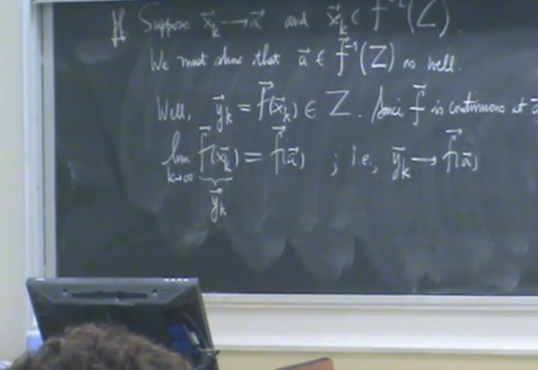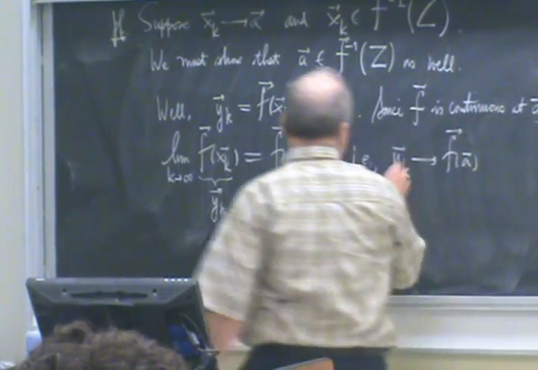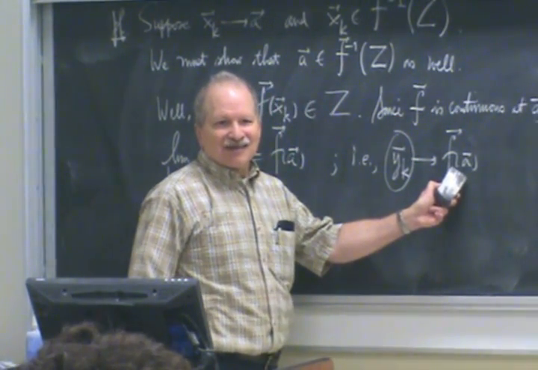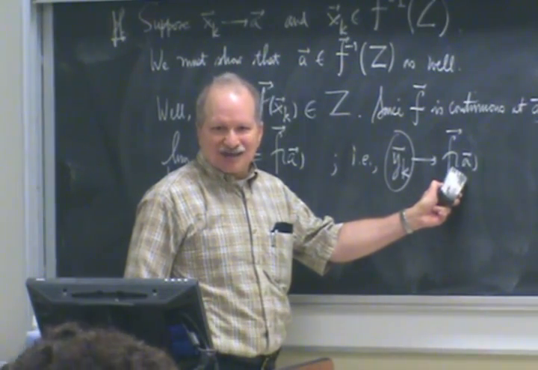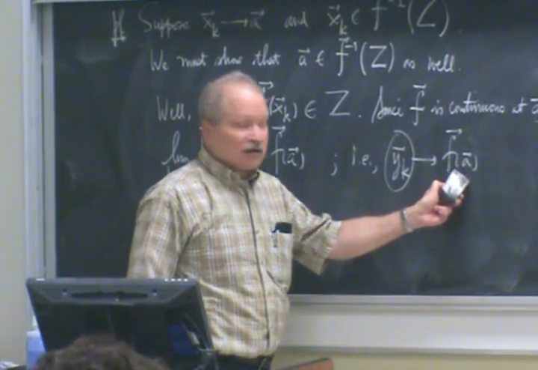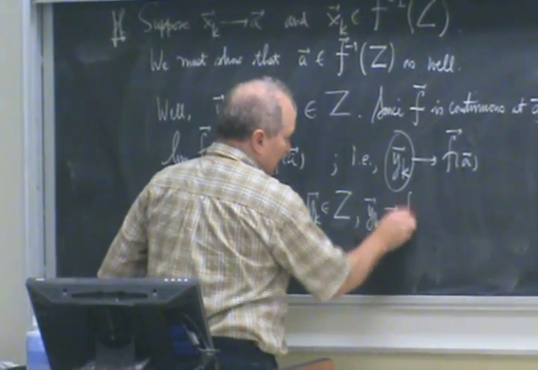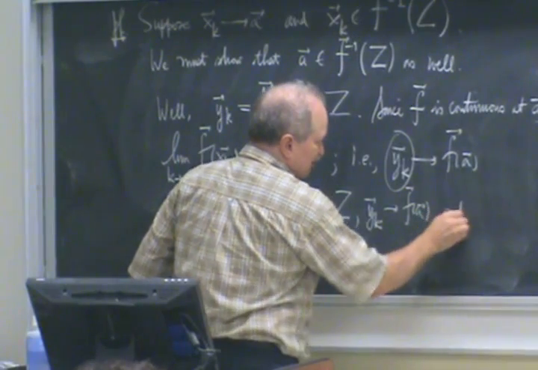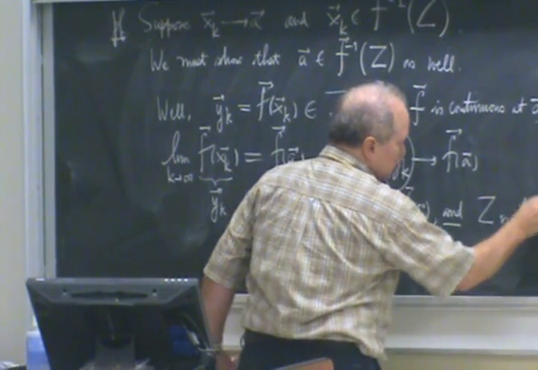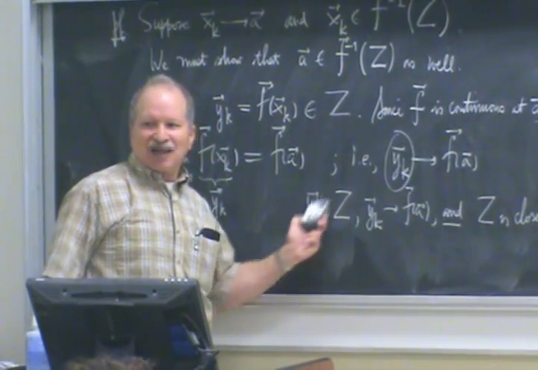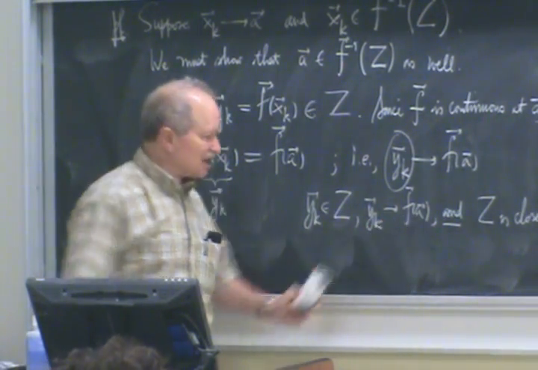So what do we know about Z? It's closed. What do we know about the yks? They're in Z. So this is a sequence of points in Z converging to this point. So that point must also be in Z, because Z is closed, the limit of the sequence must be in Z. So the yks are in Z. The yks converge to f of A. And Z is closed. So by definition of a closed set, if you have a convergent sequence of points in the set, the limit must likewise be in the set.